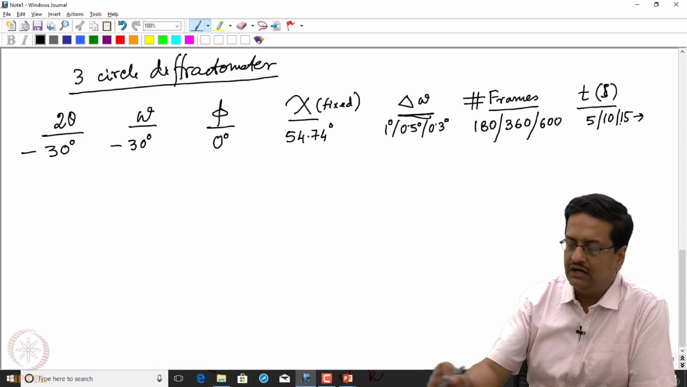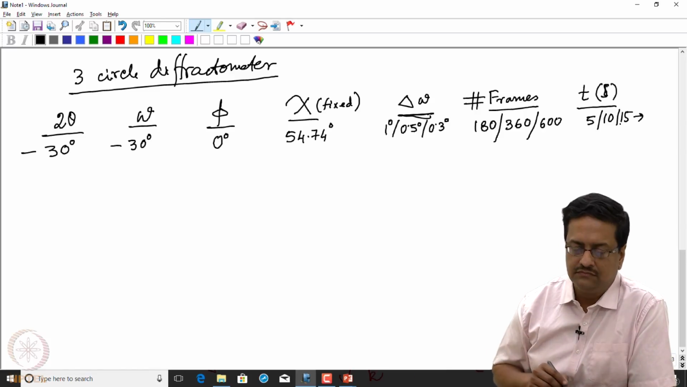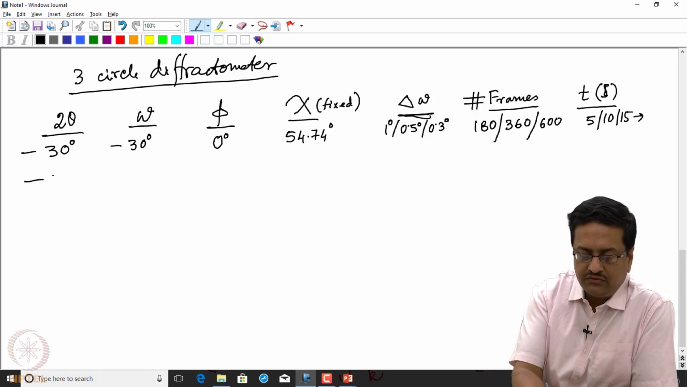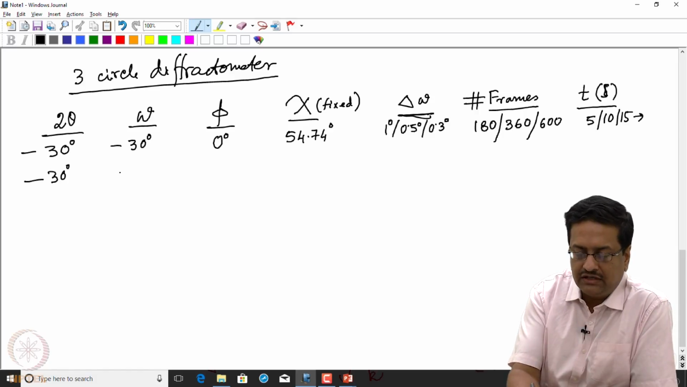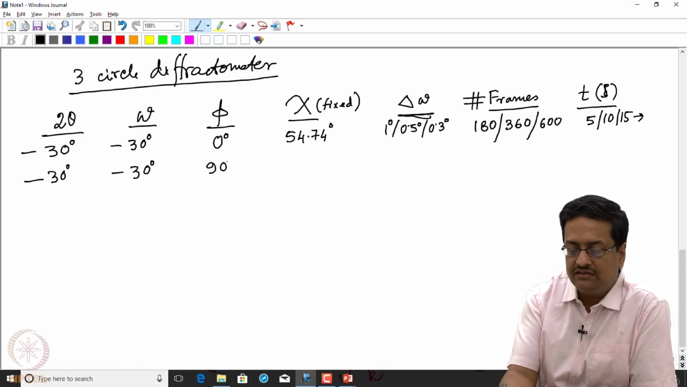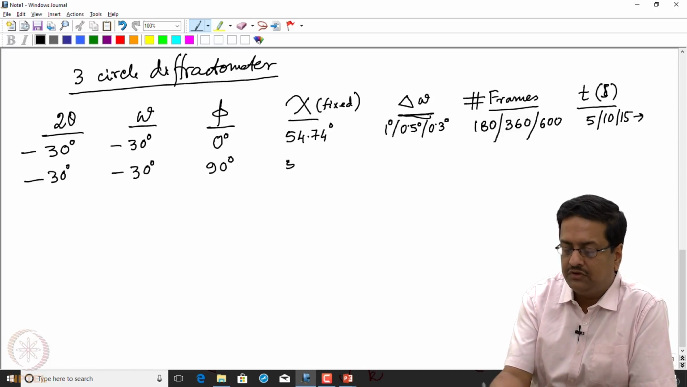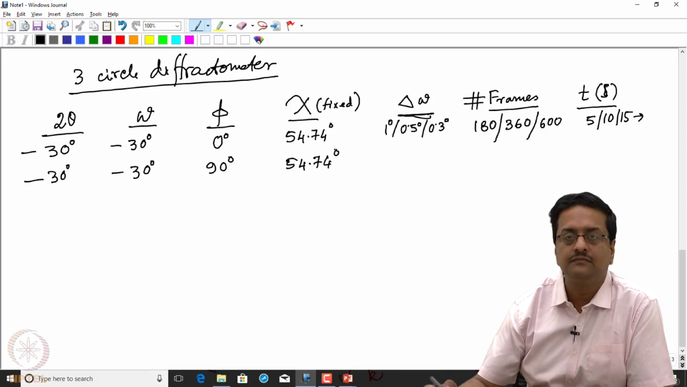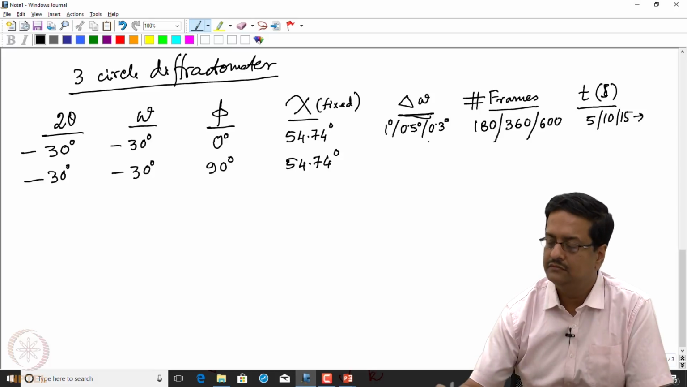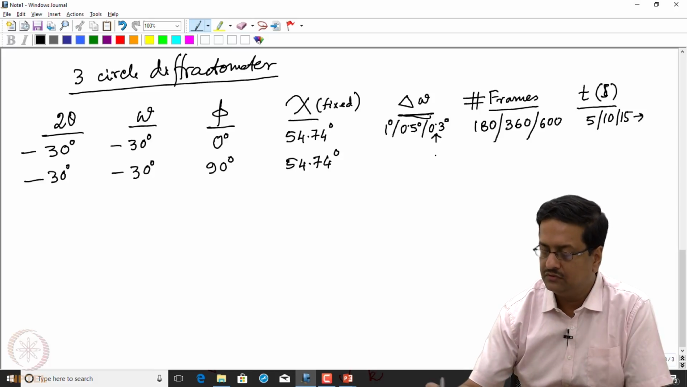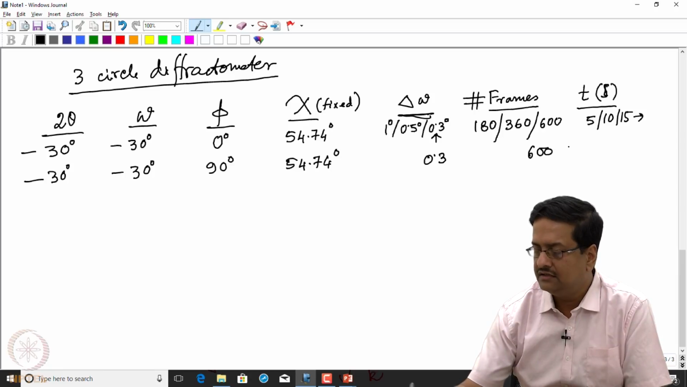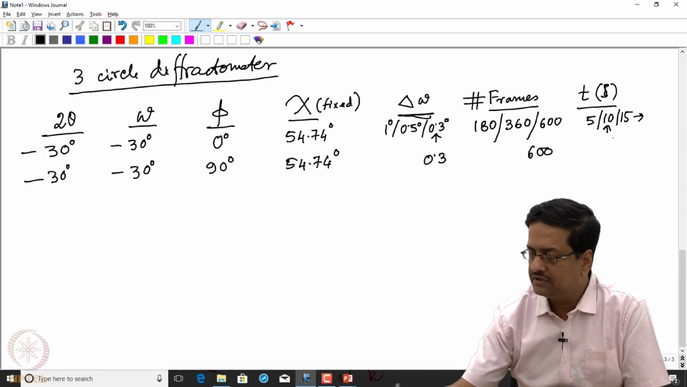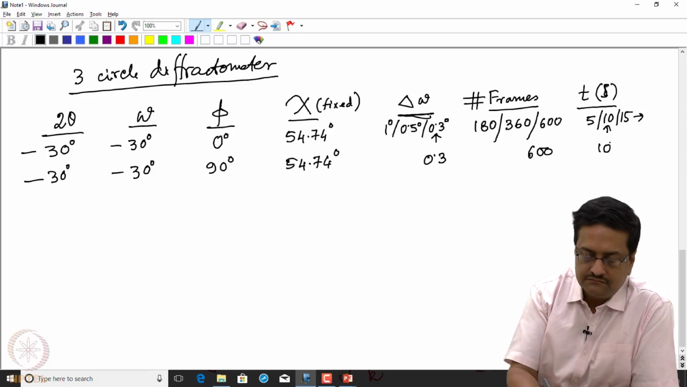So, this is one set of data. The second set should be collected starting at minus 30. Again we start at minus 30. Now I change the phi to 90 degree, keep the chi fixed, this cannot be changed, and follow the same width. Suppose I follow the width of 0.3 degree and I record 600 frames for the same amount of time, suppose say 10 seconds.